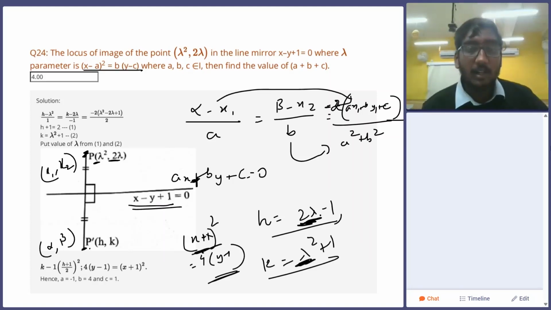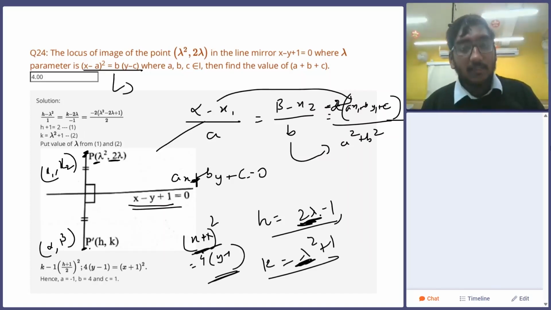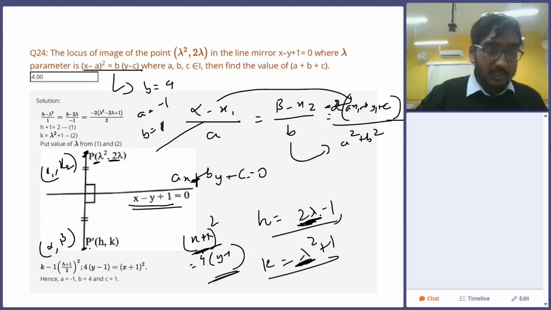Because they have given the mirror image, I mean the locus of the mirror image of this particular point (lambda square, 2 lambda), that is following this equation. They are asking the values of a, b and c. What will be a? See, b is very clear, it is 4. A will be minus 1 and b will be 1, okay? So what they are asking, a plus b plus c, that will be 4 minus 1 plus 1, that is 4, yes.